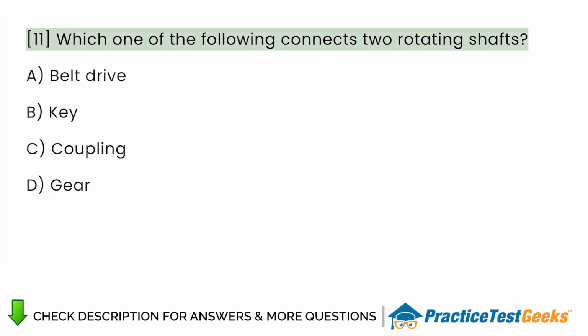Which one of the following connects two rotating shafts? A. Belt drive. B. Key. C. Coupling. D. Gear.